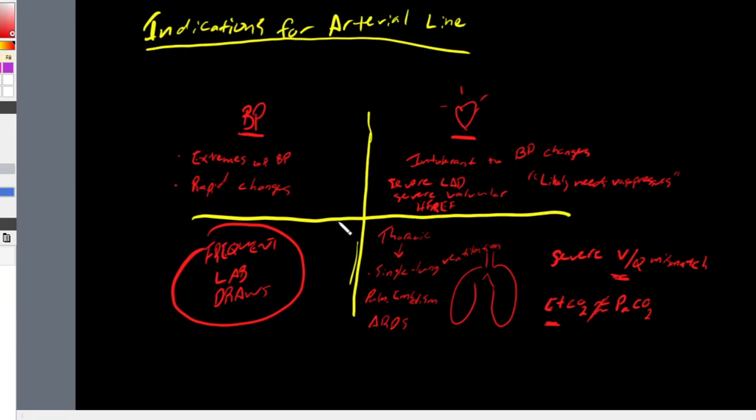So indications for arterial line: if you're anticipating extremes of blood pressure or rapid changes of blood pressure, such as in traumas, neurosurgical procedures, and big blood loss procedures. If our patient has severe cardiac issues, such as coronary artery disease, valvular disease, or heart failure with reduced ejection fraction again, and they are likely to need vasopressors. If we're anticipating severe VQ mismatch, such as in cases where we're doing single lung ventilation, or patients have pulmonary embolism or ARDS, where our end tidal CO2 would not be a good representation of our PaCO2. And lastly, if we want some frequent lab draws throughout the case.